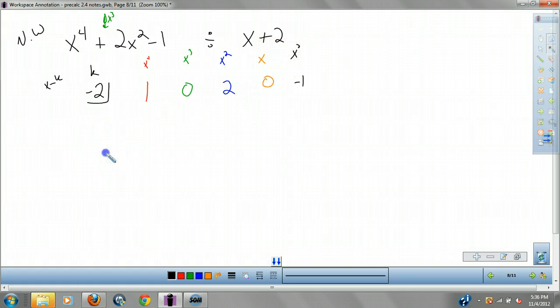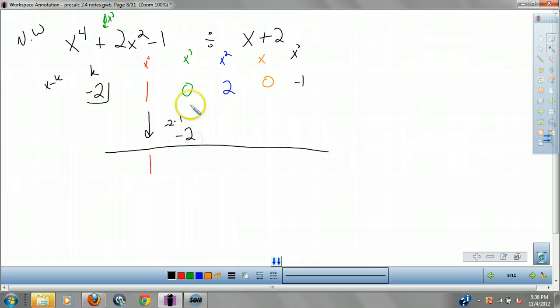Okay? I draw my line across here. 1 comes straight down. We get 1. So then I go -2 times 1 for this number, so I get -2. -2 plus 0 is -2. So this comes over. -2 times -2 is +4, because again, I'm timesing it by my k. 2 plus 4 is 6.